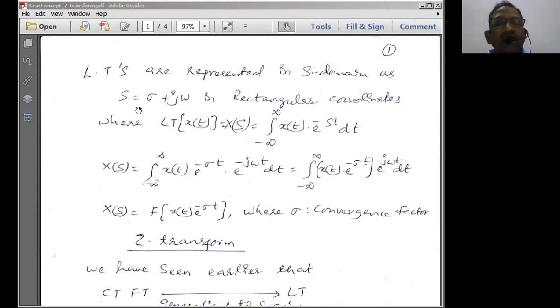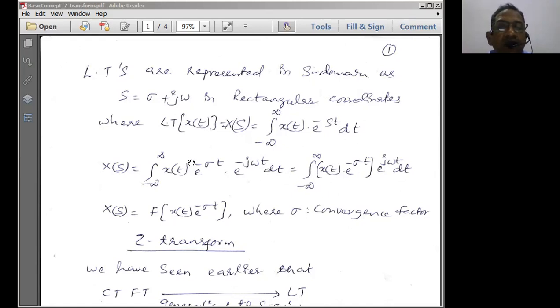Just before this, we have seen Laplace transforms, which are represented in the S domain, where we have represented s equal to sigma plus j omega in a rectangular coordinate system. The Laplace transform of x of t we have already written as X of s equal to the integral of x of t e to the power minus st dt over the limits minus infinity to plus infinity. And the same X of s, where s is represented as sigma plus j omega, we can write as the integral of x of t e to the power minus sigma t e to the power minus j omega t dt.